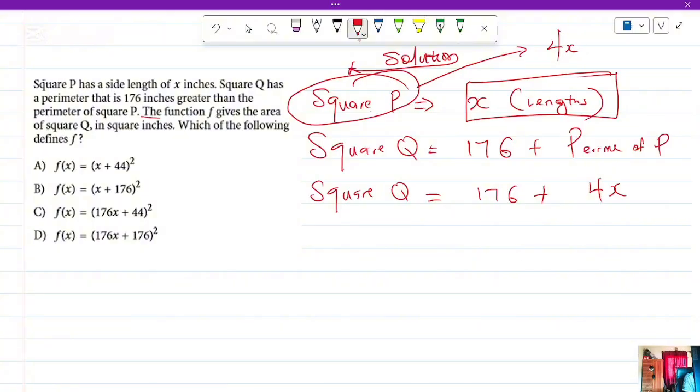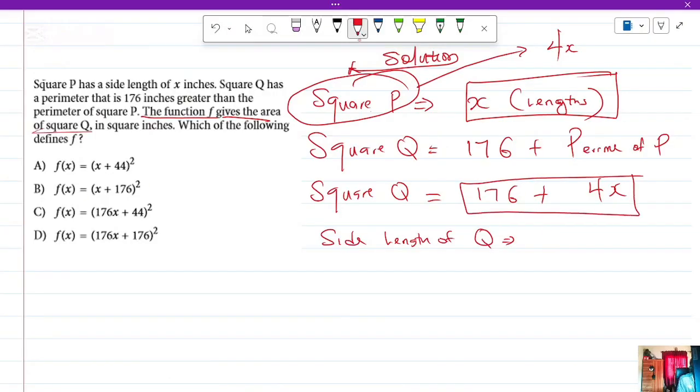But remember that f, the function f, gives the area of the square. So before we can find the area, we need to know the side length, right? We need to know the side length of what we are dealing with. So the side length of Q, remember that this is the perimeter of Q, is going to be perimeter over 4. That will help us to divide it.